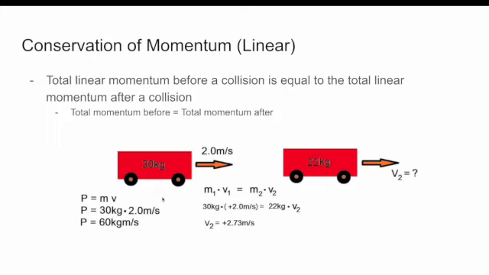So let's take a look at this trolley right here. So this trolley is moving this way. It weighs 30 kilograms and it's traveling at 2 meters per second.